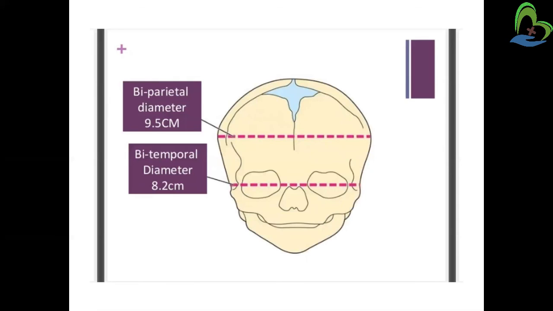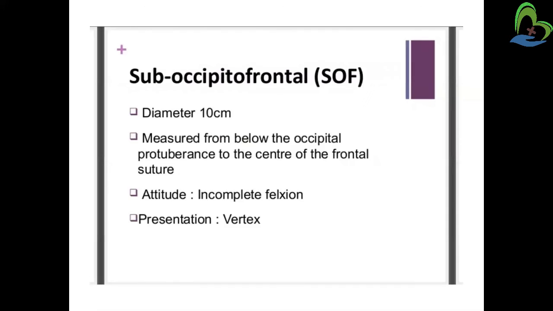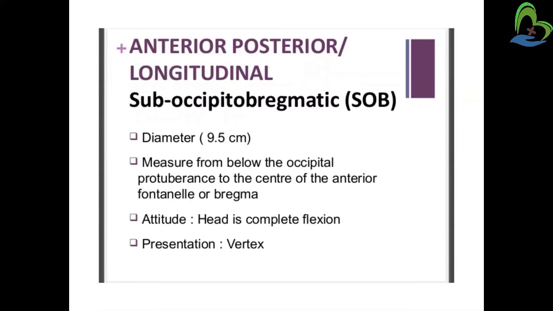Then in this figure you may also find the biparietal diameter, which is 9.5, and the bitemporal is situated here. The distance between these is 8.2 centimeter. So this is all about the anteroposterior diameters.